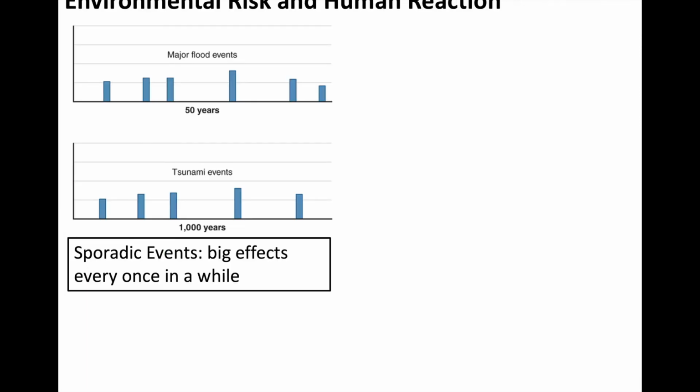The perception of risk of a given environmental process is also dependent on the timescale involved. Some processes are sporadic, with big effects when they happen, but they don't happen all the time. For these types of processes, the way we plan for and react to events that happen frequently is different from the way we plan for and react to events that happen infrequently.